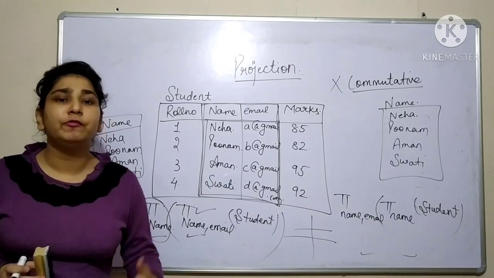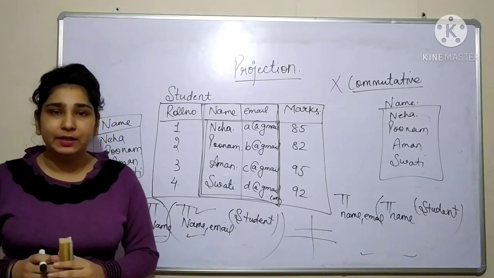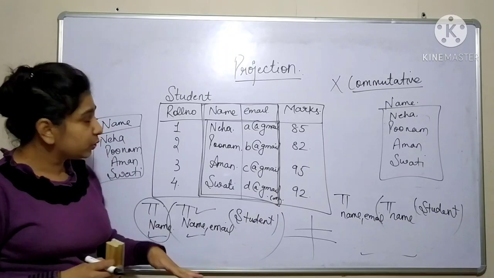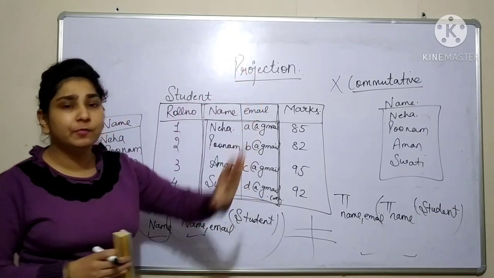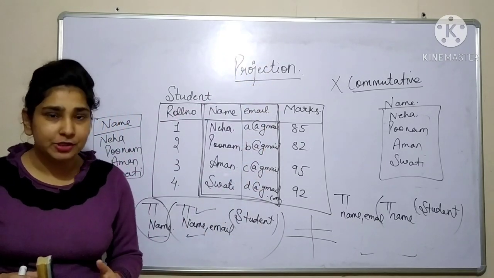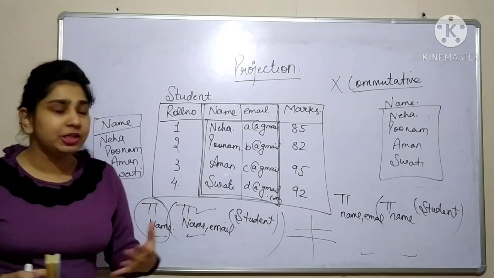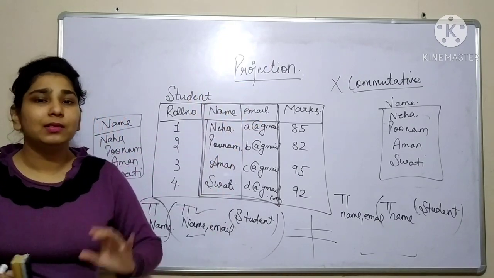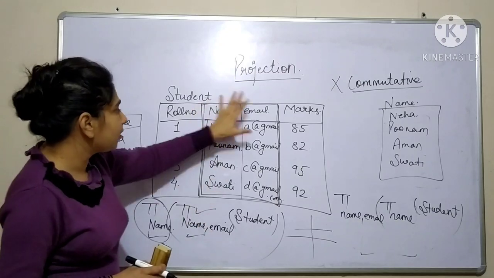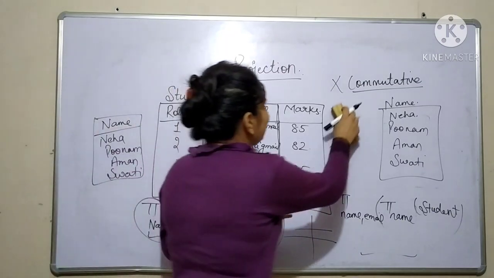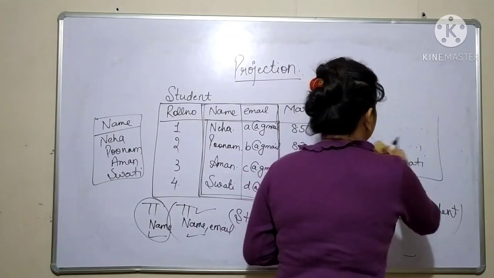Even selection follows the commutative property. Okay, so I hope that you have got a good idea of the projection operation. Projection operation we mainly use to fetch some of the attributes of the relation. Okay, now let me tell you one more thing.